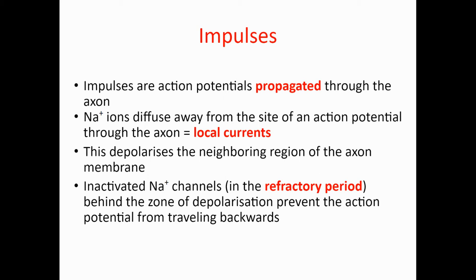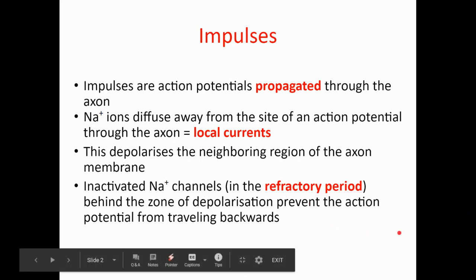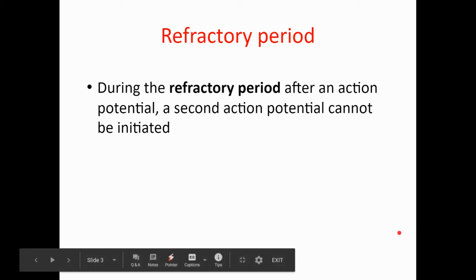Okay, so it means that you don't just have one constant impulse going to your brain, because what your brain can actually tell by the information it receives is how many impulses there are, for example, a second. Now that gives the brain information. If it was one constant impulse, the brain wouldn't be able to tell anything from that. So the refractory period is really important.